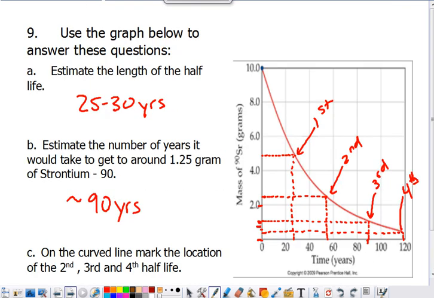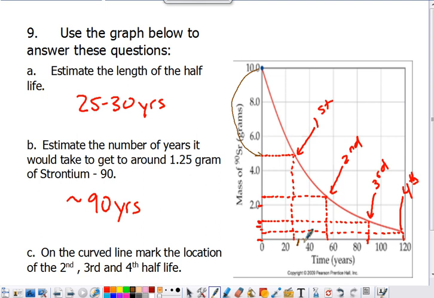And the last thing was about radioactivity in half-lives and stuff. This graph, I'm trying to estimate the half-life. We went from 10. What's half of 10? 5. So that's about 5. I think this would be 30 right there. So it's between 20 and 30.